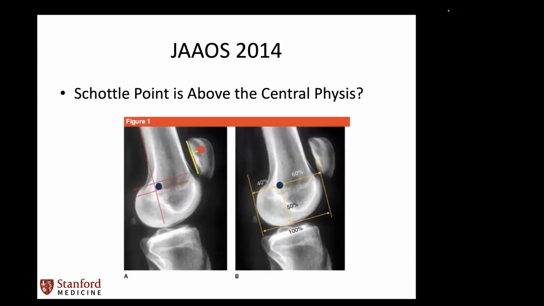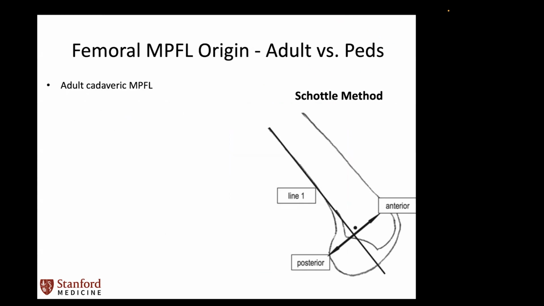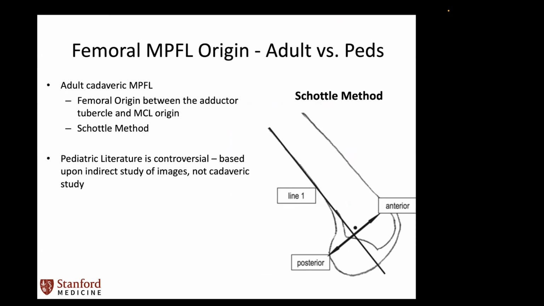There's a paper from someone else in JPO, and you see this is a lateral aspect of the femur, and based on this, it suggests that the origin of the MPFL is probably 5 to 10 millimeters above the physis. And so this led to an earlier study of mine. This is one of the diagrams from those papers, but using the Schöttle method, we know that on adult cadaveric tissue, the MPFL is between the adductor tubercle and the MCL origin.